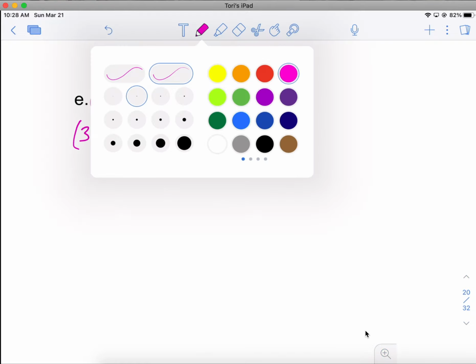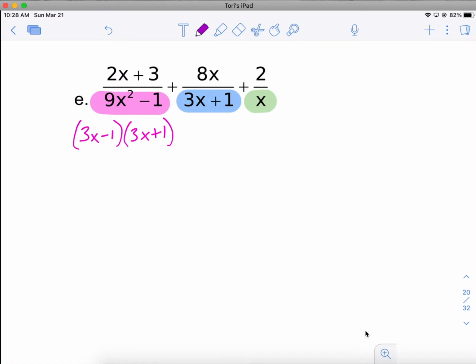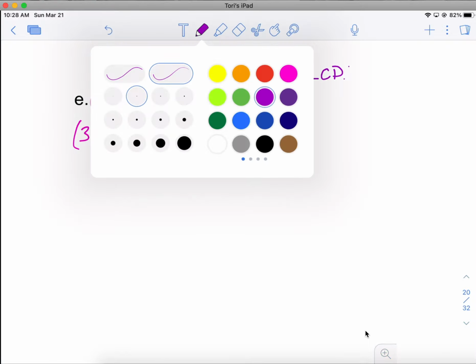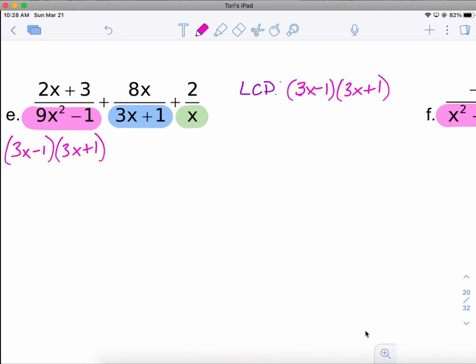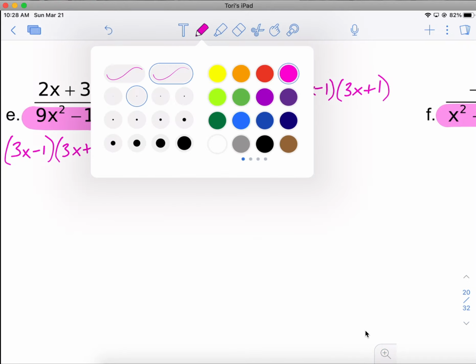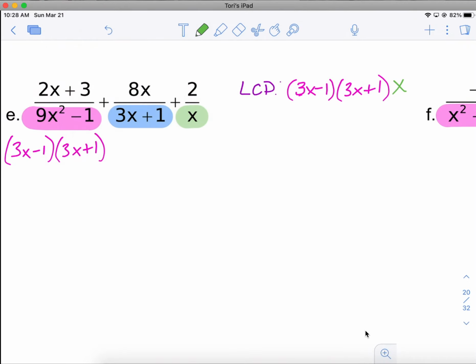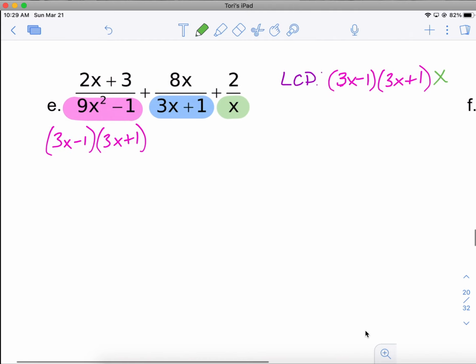So when it comes time for a least common denominator, I'm going to write him over here, least common denominator. All the pieces I need, starting with pink. I need 3x minus 1 and a 3x plus 1. The blue is already included in that answer. And the green, I need an extra x. Okay? So now we have to figure out what's missing to create that answer, or to create that denominator.